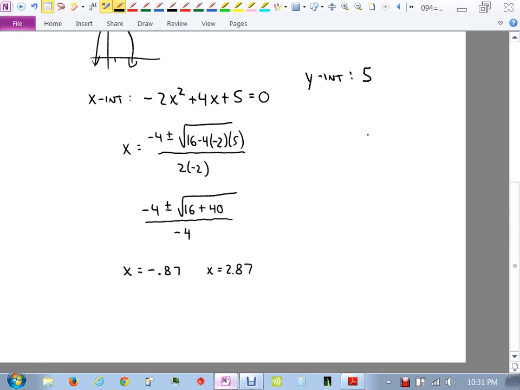So, oh yeah, we've got it all. Let me see how I want this graph to be. Our vertex was at 1 and then 7. So 1, 2, 3, 4, 5, 6, 7. So let's say that's 7 up here. Then we had x-intercepts of negative 0.8. So if this is negative 1, negative 0.8 is about here. And then 2.87, so here's 2 and here's 3, so it'll be about here. We have a y-intercept of 5, 1, 2, 3, 4, 5, so that's here.